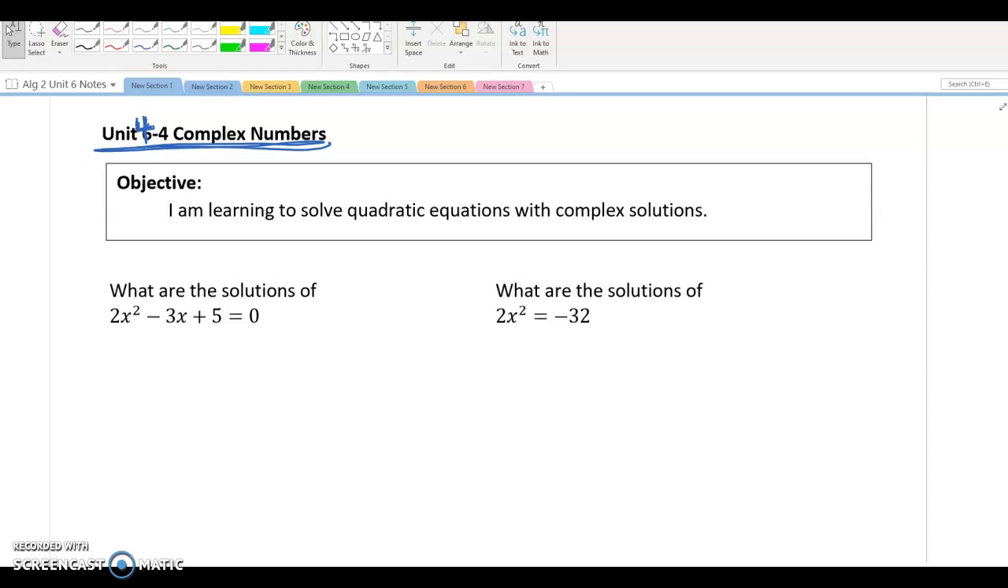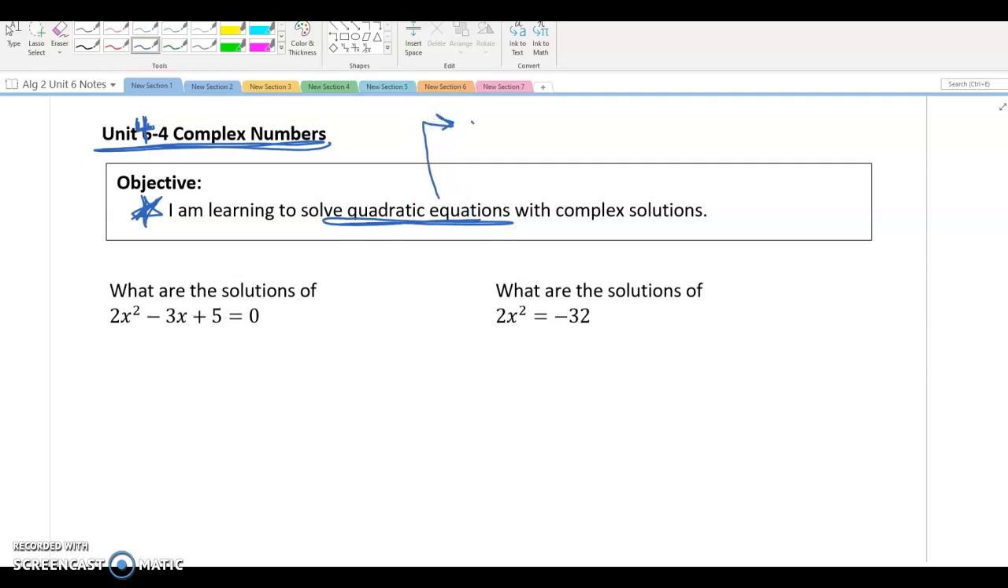Alright, so today we're looking at complex numbers, and I am learning to solve quadratic equations with complex solutions. We don't really have any true new notes, and that's just because we know everything we've got to do. We know what complex numbers are. We know how to solve quadratic equations.